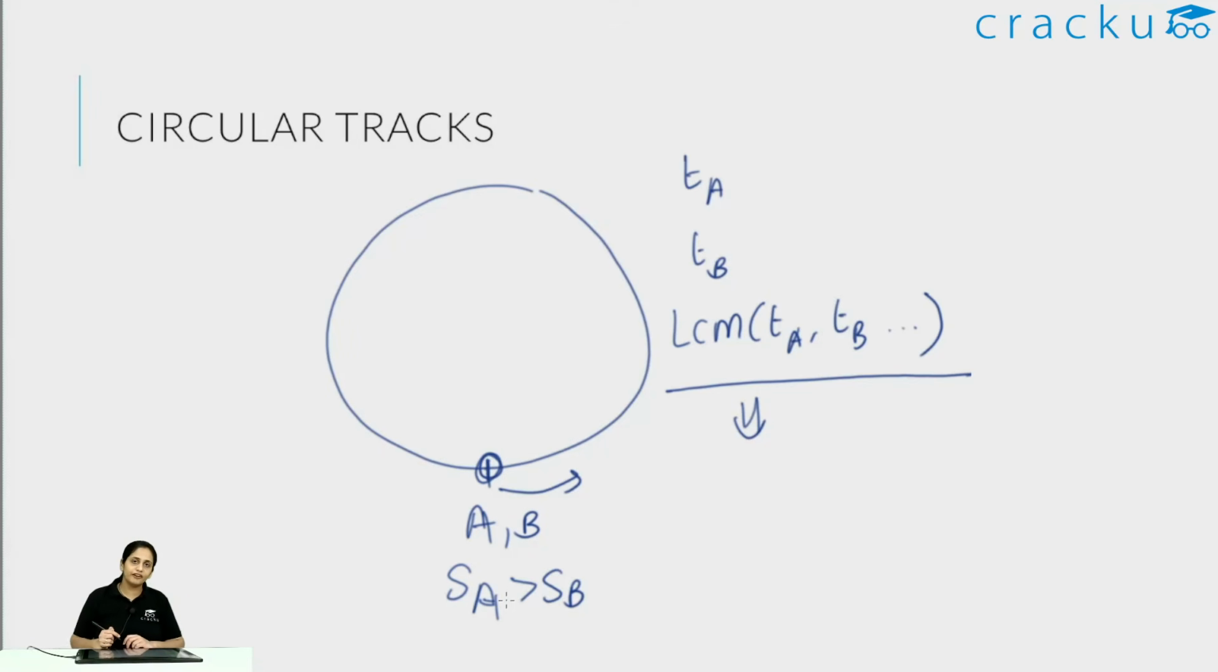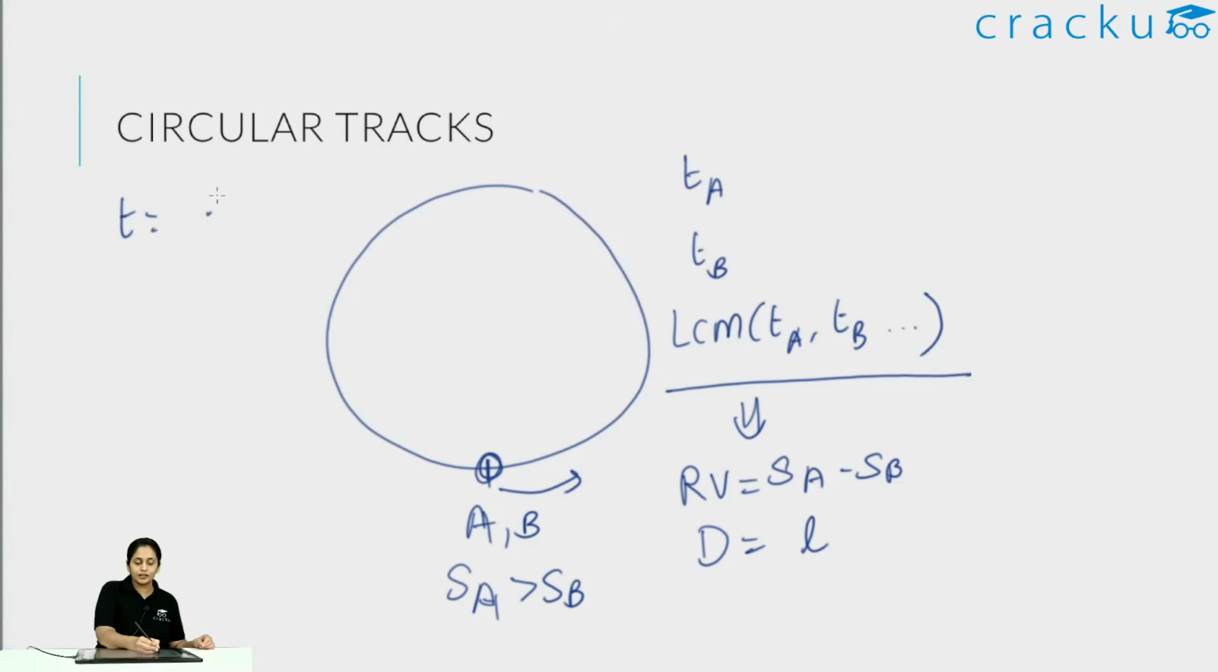So you can think of it from the perspective of relative velocity. In this case, because they are moving in the same circular direction, you assume that B is stationary and only A is moving. Since they are moving in the same direction, the relative velocity with respect to B becomes SA minus SB. And when would they meet for the first time? They would meet for the first time when the distance covered is the length of one lap, let's say L. So the time for the first meet would be L divided by SA minus SB. This is if they are moving in the same direction.